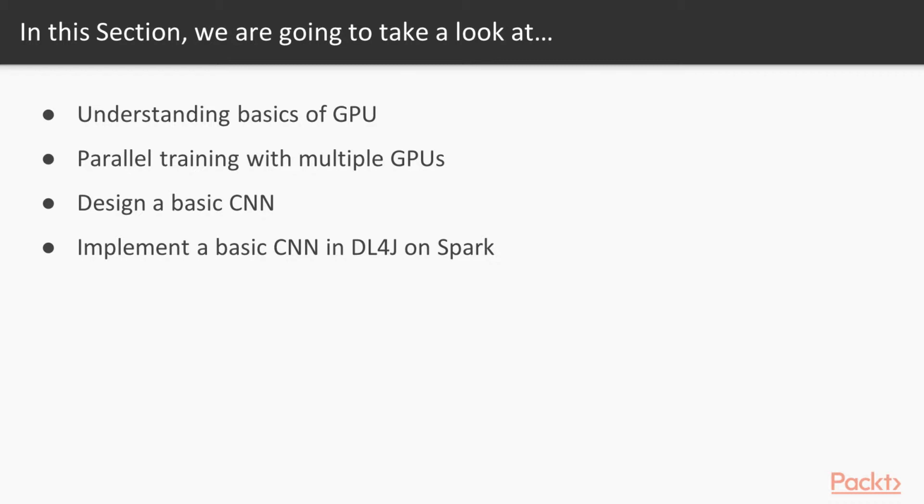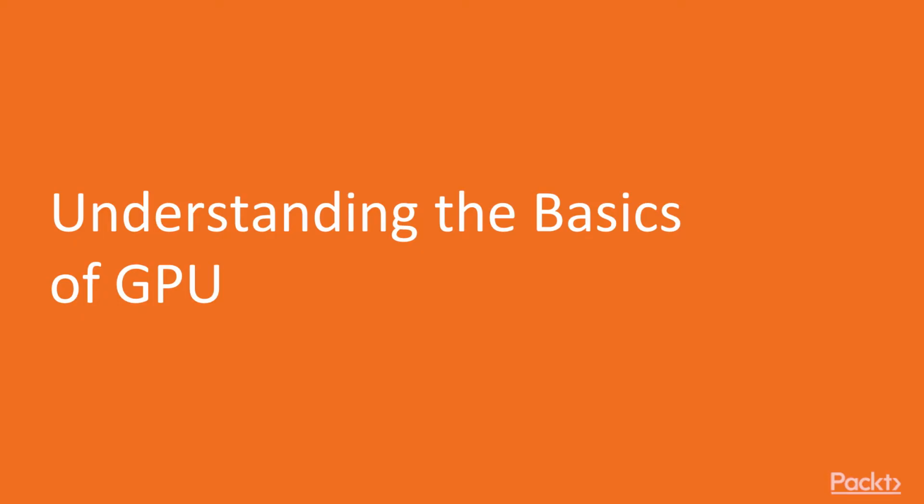In the third video, we'll be designing a basic CNN. So on top of the knowledge that we will learn throughout the first and second sections, we'll be able to solve a real, actual problem using a deep learning approach. In the last section, we'll implement that CNN in the Deeplearning4j framework on Spark.